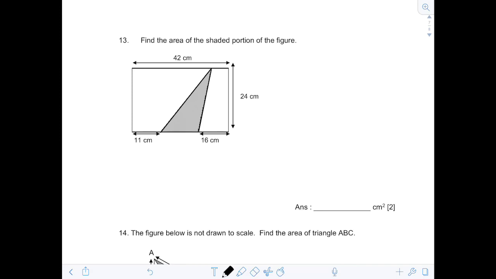Question 13. Find the area of the shaded portion of the figure. Again, some of you want to find the white ones. All you need to do is find the shaded triangle, the base and the height of the shaded triangle. So you know this is 42, this is 11, this is 16. Therefore, this area here has to be 42 minus 11 minus 16, which is 15.